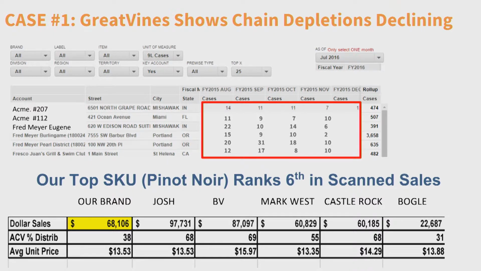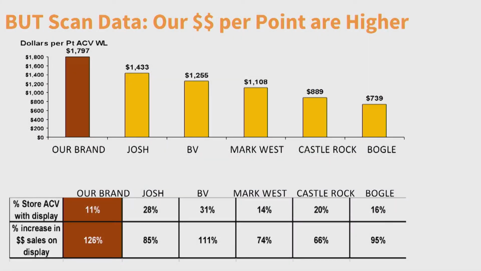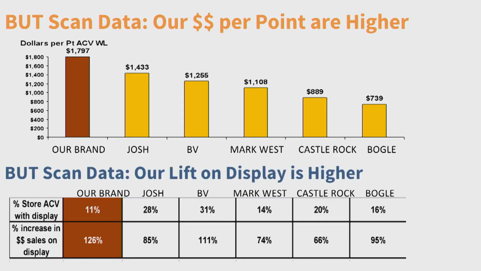And on top of that, what you can see when we look at scan data, we see we're like number 6 in the ranking in terms of dollar sales among Pinot Noirs in this mid-price segment. So looks like a problem. But on the other hand, when we delve a little deeper into the scan data, we find out that our dollar sales per 1% distribution are actually higher than the competitors.